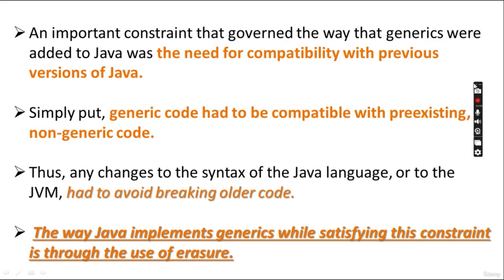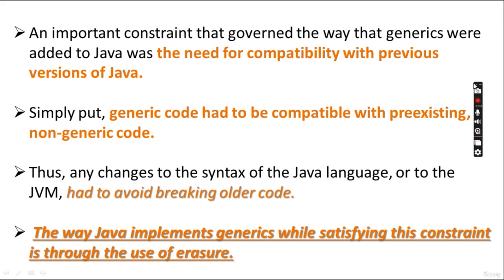An important constraint that governed the way that generics were added was the need for compatibility with the previous versions of Java. Generic code had to be compatible with the pre-existing non-generic code. For that purpose, generics were added to Java after JDK 5. Thus, any changes to the syntax of the Java language or to the Java virtual machine had to avoid breaking older code. So, older code cannot be broken by the Java virtual machine.